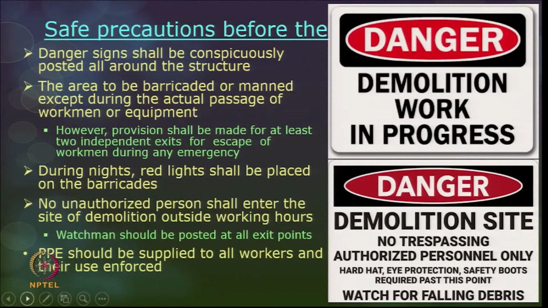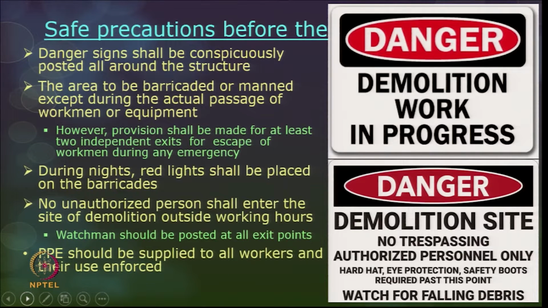Safe precautions before the demolition work: as usual, danger signs should be conspicuously posted all around the structure. The area should be barricaded, and no entry of children or the public should happen. Also, no worker except those actually required for the demolition work should be allowed inside the barricaded area. Provisions should be made for at least 2 independent exits, even though you are fully barricading the area, for the workmen to leave the area in case of an emergency.